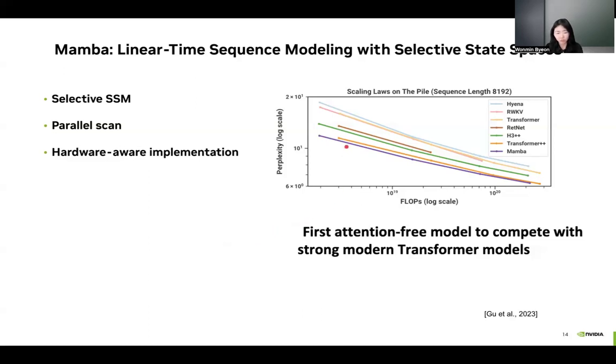So here, these are the scaling laws. The purple one is Mamba, and the orange is the latest transformer. And as you can see, it is nearly similar or slightly better. And now I will talk a little bit more about these three key features of Mamba.